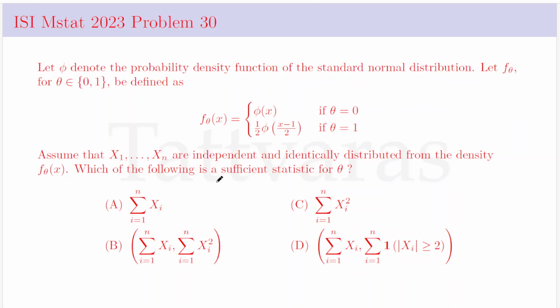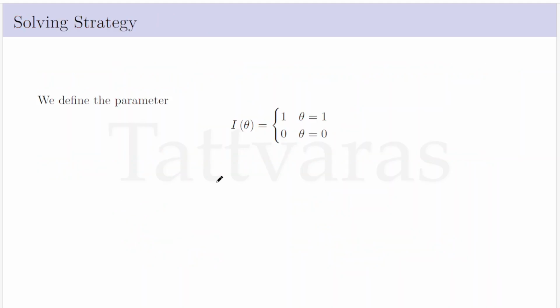One trick while solving these problems is that we have to incorporate the information of the parameter with the density. We have to find the joint density or the joint likelihood and then use the factorization theorem to find the sufficient statistic. Here, since we have just two possible cases, we will use an indicator function, where it is 1 if theta is 1 and it is 0 if the corresponding parameter theta is 0.